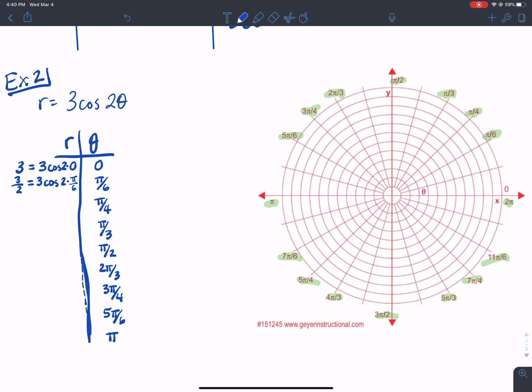And the next one is 3 times cosine of 2 times pi over 4. That reduces to pi over 2. Cosine of pi over 2 is 0. 0 times 3 is 0. At some point, a pattern should emerge, just like the last one that we did. So I'm kind of waiting for that pattern so I don't have to keep doing math.